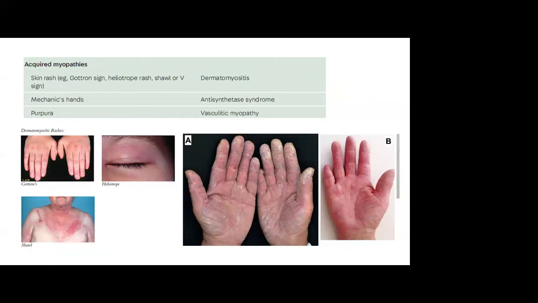Then the acquired myopathies: we have the classical skin rash of Gottron's papules, and heliotrope rash, shawl or V sign in dermatomyositis. This is a mechanic's hand in the antisynthetase syndrome, and purpura can be seen in vasculitic myopathies.